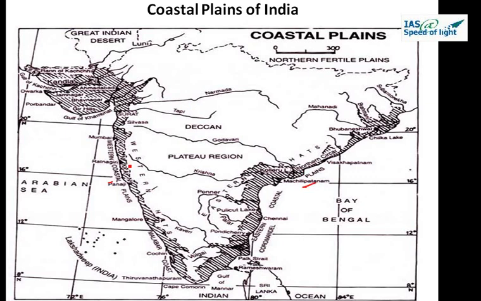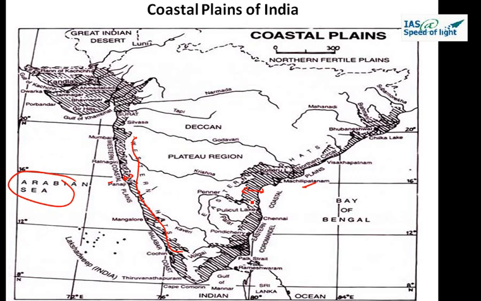We will start with the western coastal plain. The western coastal plain starts from the state of Kerala right up to Gujarat. It stretches from the Arabian Sea to the Western Ghats. So here we have the Western Ghats. The average width of these plains is about 50 kilometers, which is less if we compare it to the eastern coast. We can see that here the extent is less and here the extent is more.